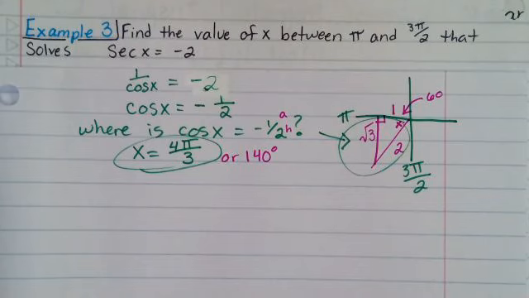Anyways, multiple choices as to how you could get that answer. One is to look at special triangles. The other is to be able to just really know from your unit circle where that would be.